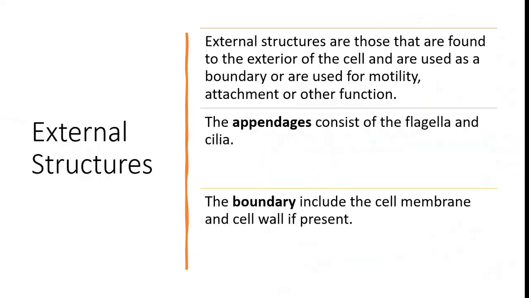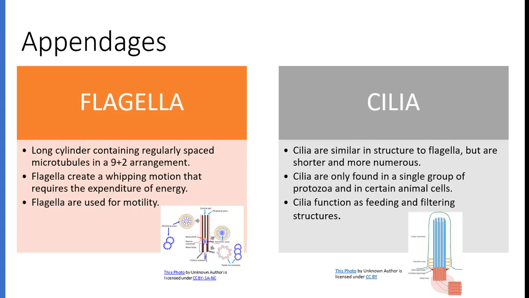So let's first look at what we refer to as those external structures. So they're on the outside of the cell. And these are going to be for boundary, they're going to be for attachment and motility. So we're going to look at the appendages and the boundary itself. So the appendages are going to be the flagella and the cilia. These are both going to be protein-based structures that we refer to as microtubules.